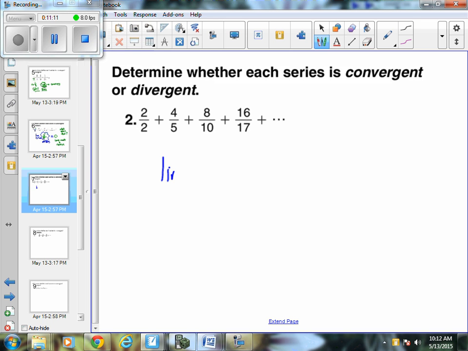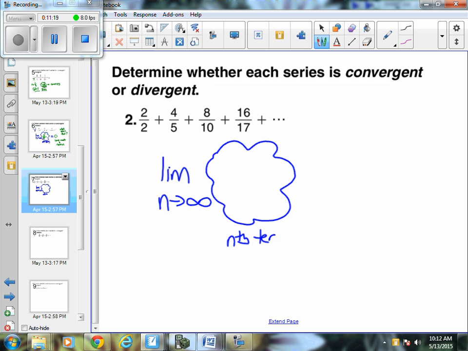So I think we're going to have to go ahead and write the limit statement here. The limit as n approaches infinity. Again, I'm going to be filling in this bubble for whatever the nth term is, and we're going to check and see if that limit exists or not. All right, since it's fractions again, I'm going to try to split it up.